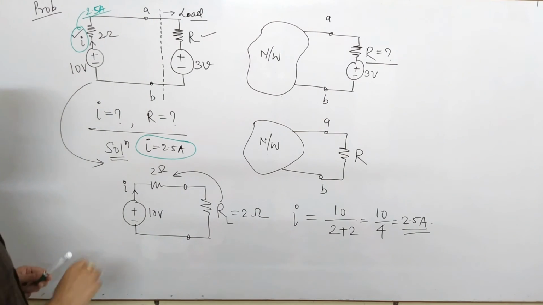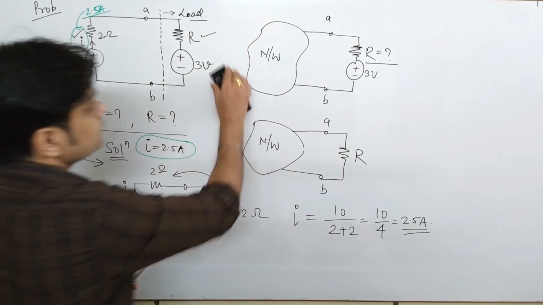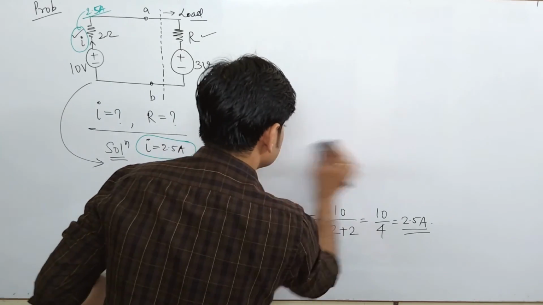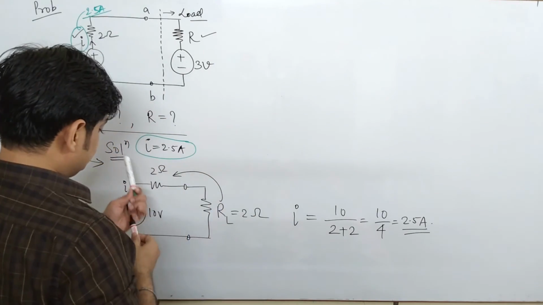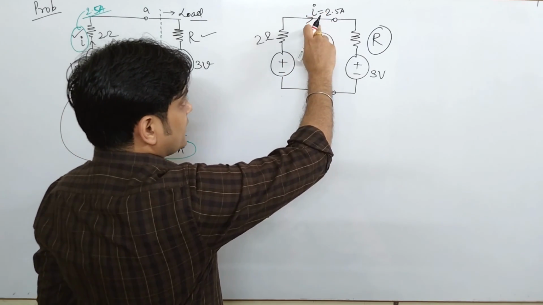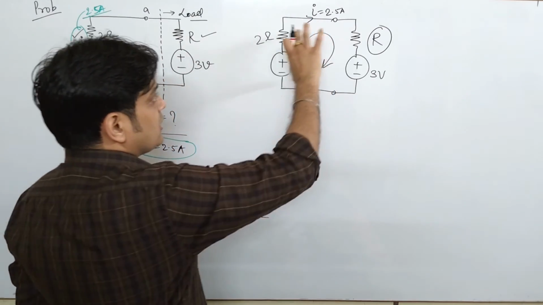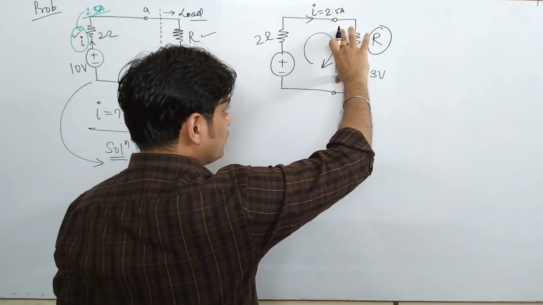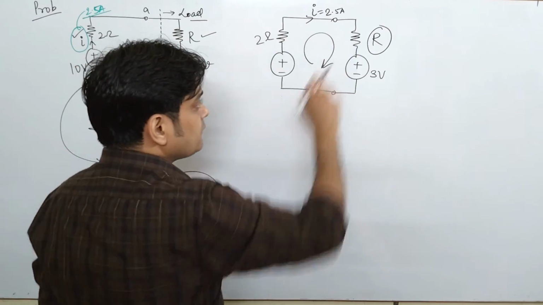Okay, now when you know the value of current, and this current is flowing under the condition when this network is delivering maximum power to the load. Now as I said earlier, this current I, 2.5 ampere, is flowing in this circuit, and this is the current under which this network will deliver maximum power to this load. So with this as the condition, that is I equals 2.5 ampere, one can easily find the value of R.